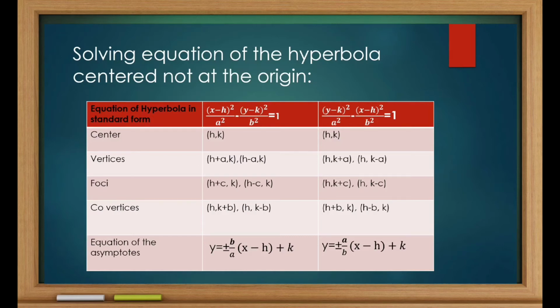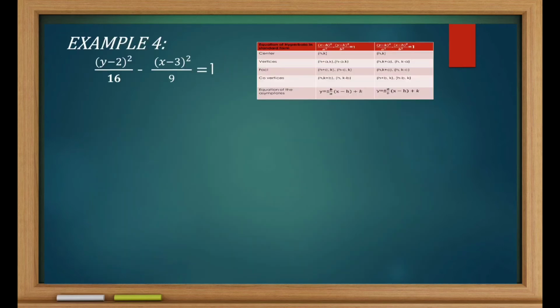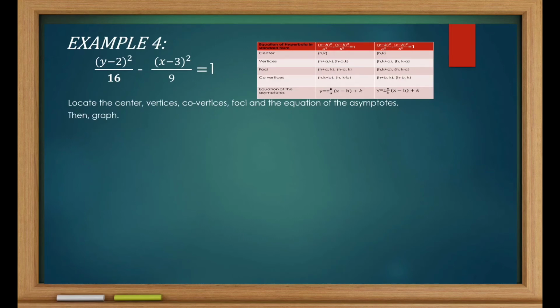So, let's have example number 4. We have the quantity of y minus 2 squared over 16 minus the quantity of x minus 3 squared over 9 equals 1. The question is: locate the center, vertices, co-vertices, foci, and then the equation of the asymptotes, then graph.